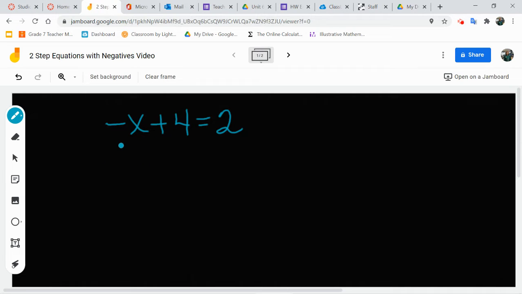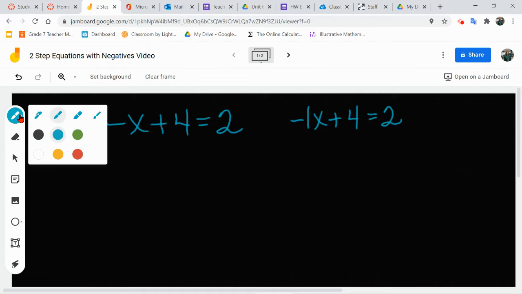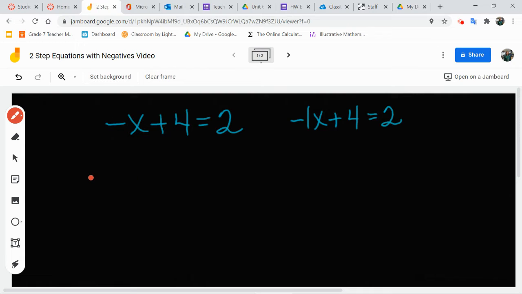So the very first thing I'm going to do is rewrite this because you have a negative sign in front of your variable. So when you go to isolate it, you can't have a negative sign. Remember, when a variable is by itself, there is always a 1 there. So I can rewrite this when I go to solve it on my scratch paper as negative 1 times x plus 4 equals 2. And that way, I will remember that I need to make sure my variable is positive. All right, let's go work it.